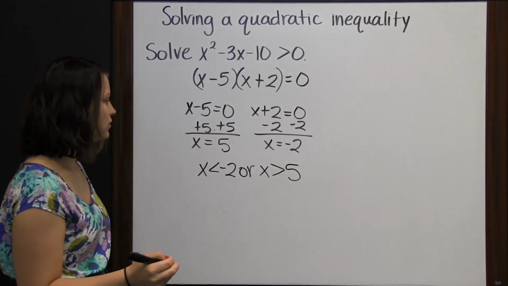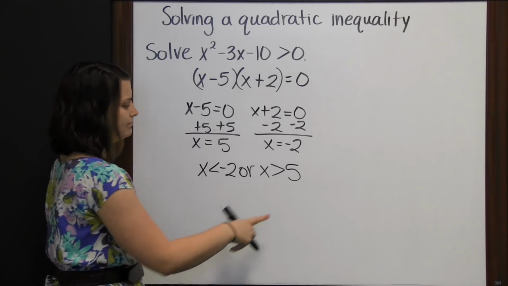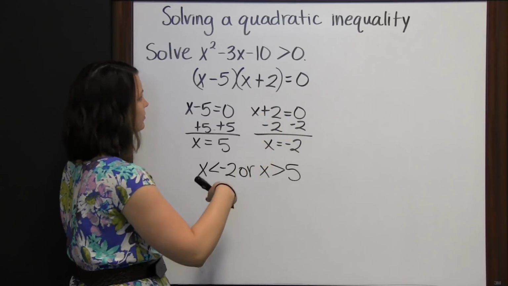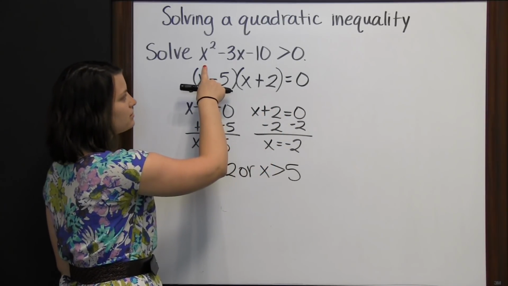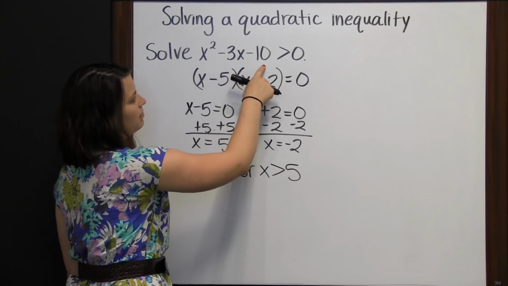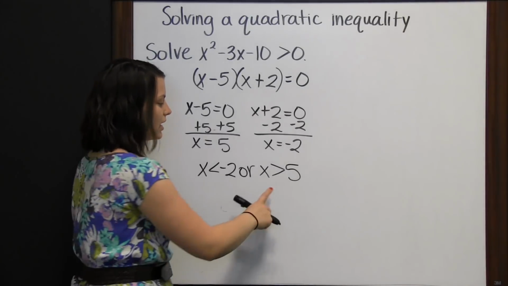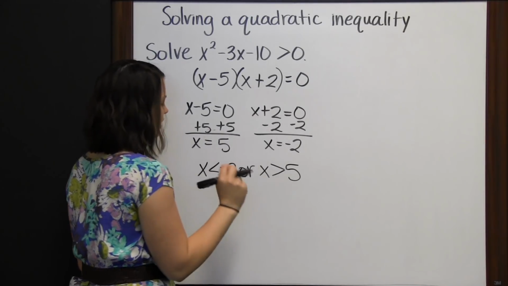And for those values, if you pick a number, say 10. 10 squared is 100. 100 minus 30 is 70. Minus 10 is 60. And 60 is greater than 0. And see, that's a number that's greater than 5, and that number works.